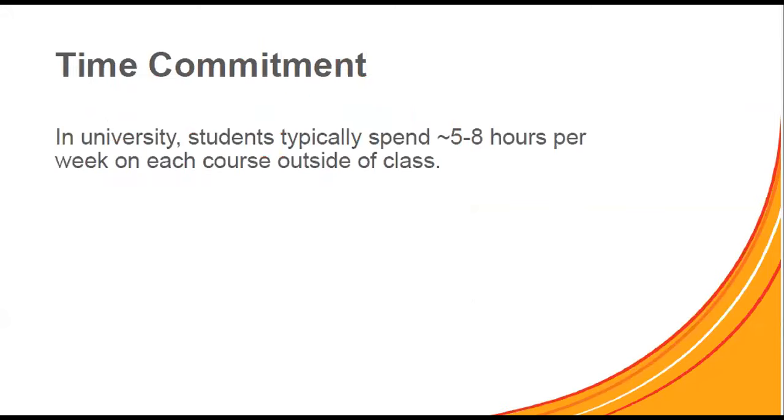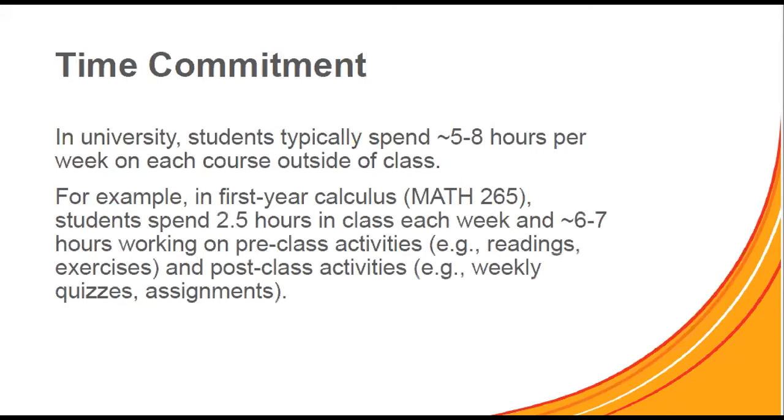So one thing that's a big change between high school and university is the time and how much time you spend in class versus outside of class. So typically university students spend about 5 to 8 hours a week on each course outside of class. It of course depends on the week. It depends on whether or not you have a test coming up, but it's a lot of time outside of class and not as much time in class.